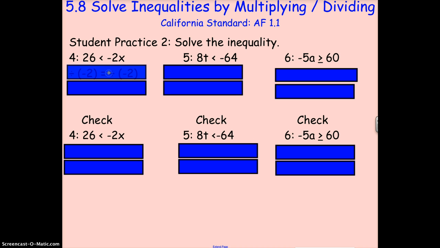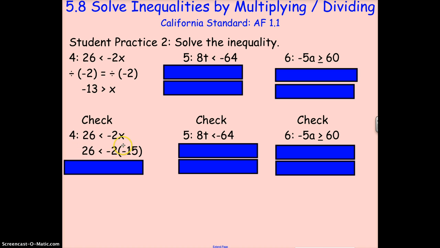We're going to divide both sides by negative 2. I end up with negative 13, and my sign did switch. I need to choose a number that's less than negative 13. And I could choose negative 14, negative 15, anything I want. In this case, I chose negative 15, and I have 26 is less than 30, which is correct.